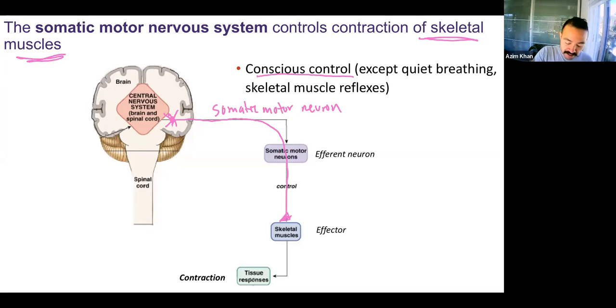And I'll say that these neurons are myelinated so that you have quick conduction to control your skeletal muscles. Somatic motor nervous system controlling physical movement of your skeleton, control your skeletal muscles.